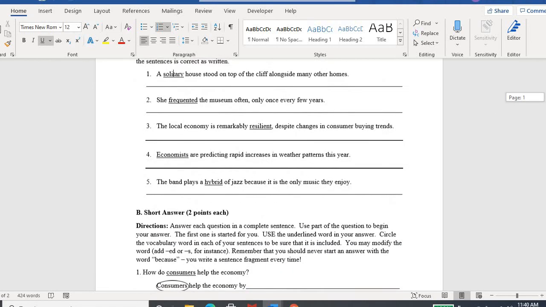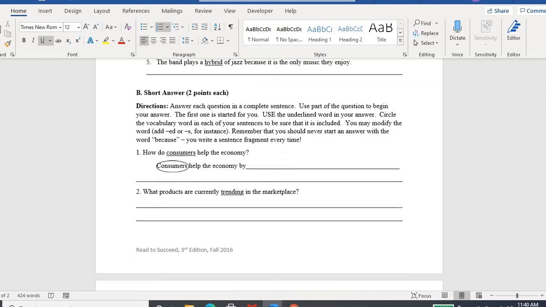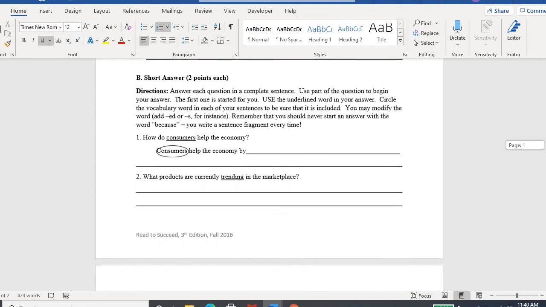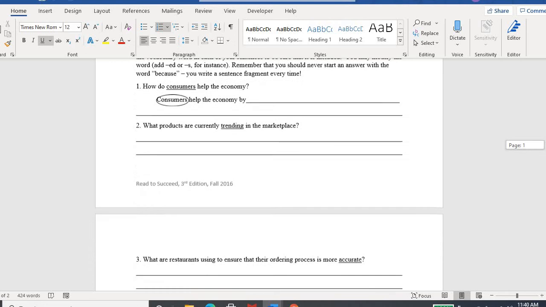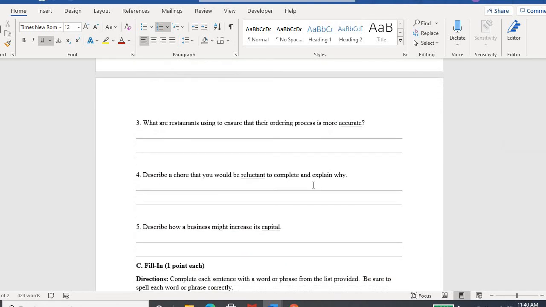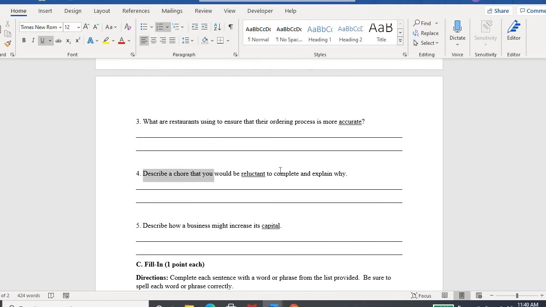That's Part A. Part B is short answer. Again, some of you are still skipping number 1 because it looks like it's done for you. It's not. It's just started to show you how to set up the others, so make sure you answer question 1. These are asking you questions about the words themselves. Pay attention to questions like this: describe a chore you're reluctant to complete and why. There are two parts in that one question.